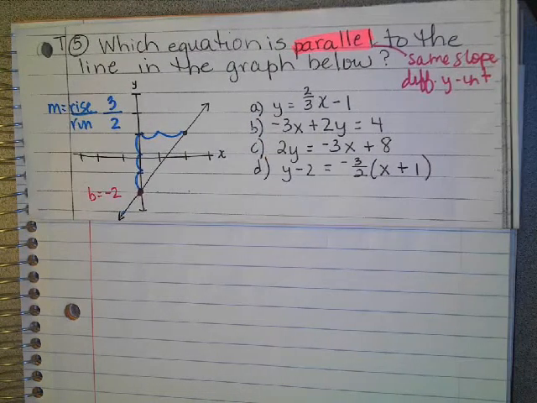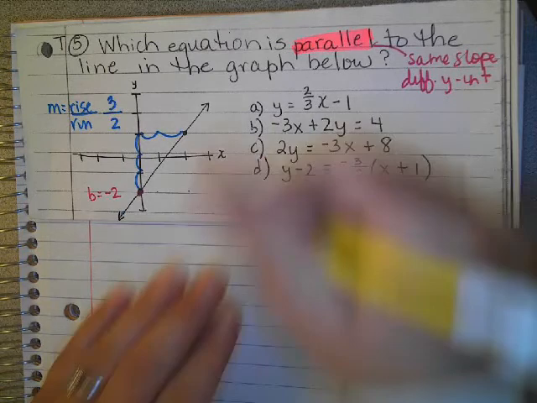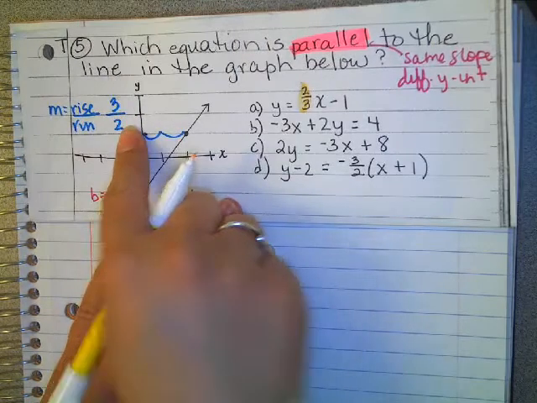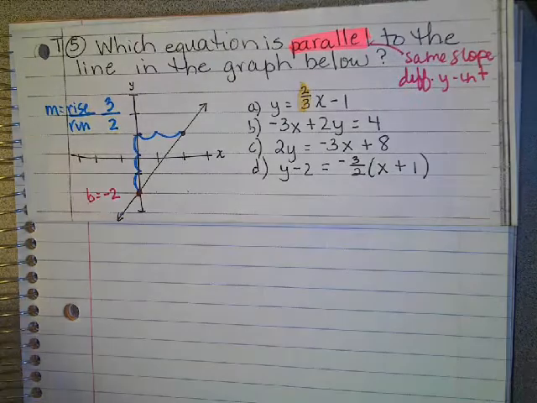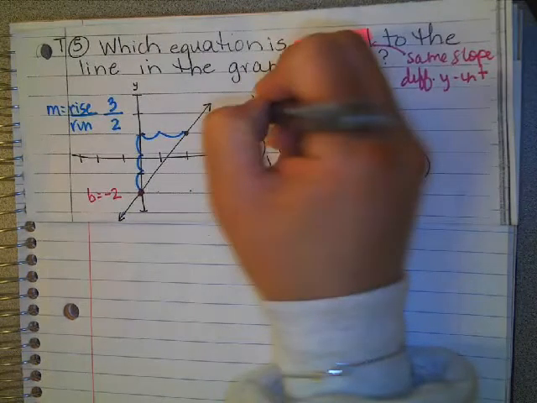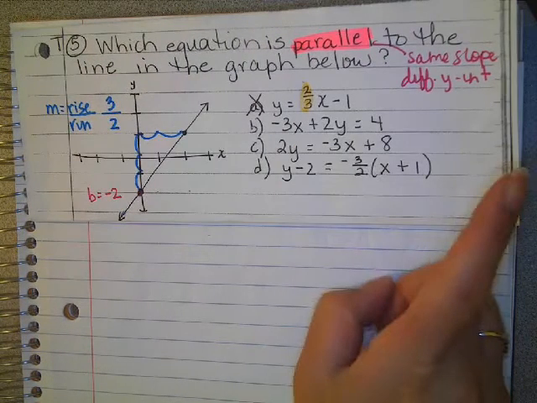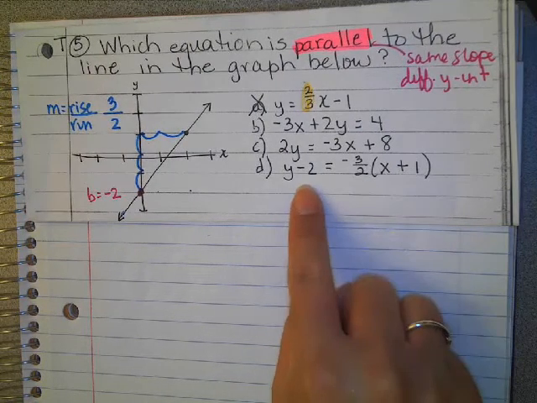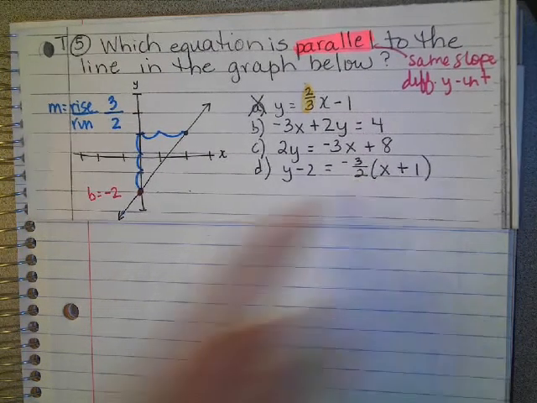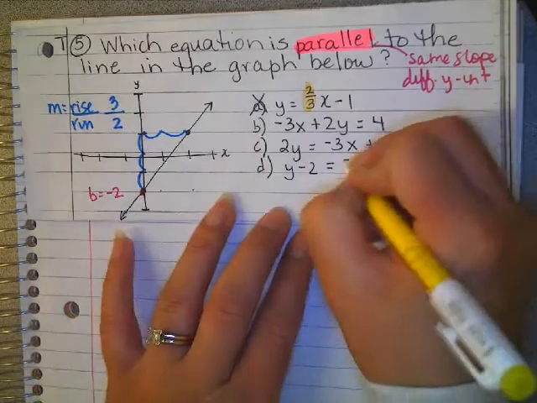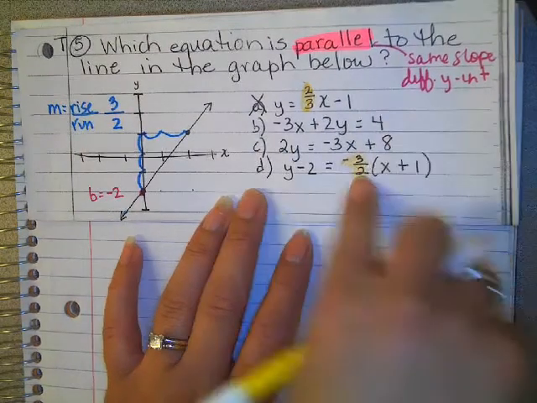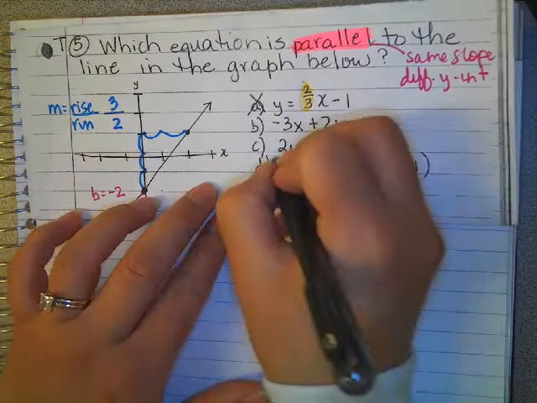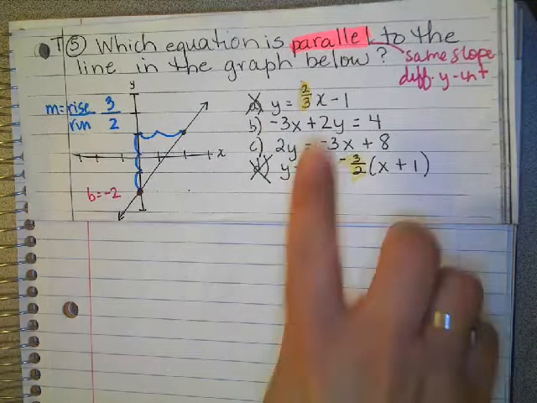A, y equals 2/3 x minus 1. That's already in slope-intercept. I can tell that the slope is 2/3, but that's not what I want. So those are not going to be parallel because they don't share the same slope. So it's not A. Another one that I can quickly check is letter D because it's in point slope. That means that the number right after the equal sign is your slope. So is this the slope that I want? No, because that little negative changes the whole number. So that's not the same slope.